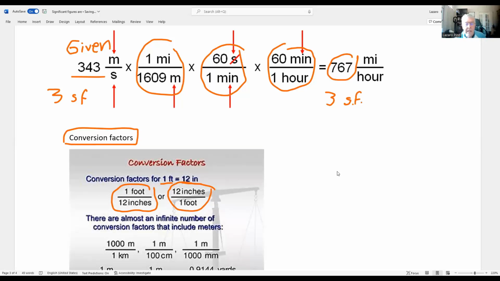Depends. If I am giving you, for example, 12 feet, then which one are you going to use? You're going to use the one that has feet below and inches above, in such a way that you can cancel this with this and you will get the unit that you are asked for. Then the conversion factors can be used according to the given number and what you are asked for. Got it?